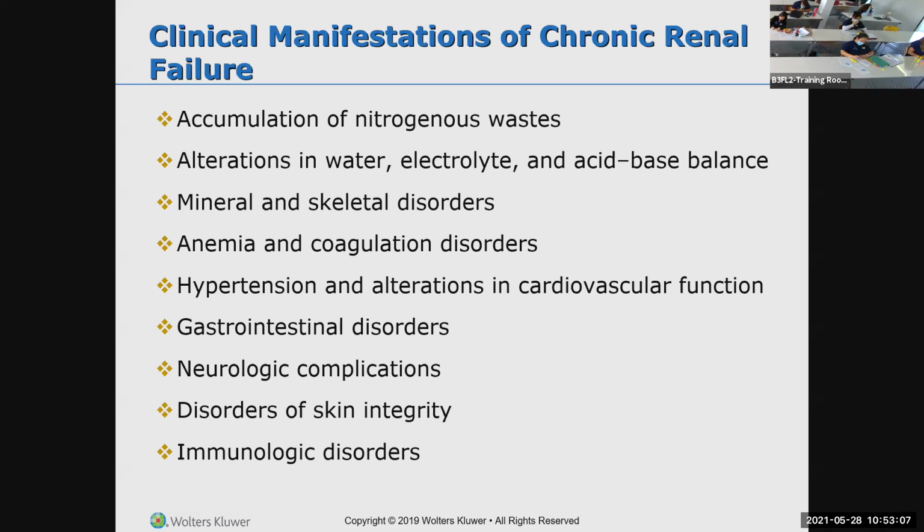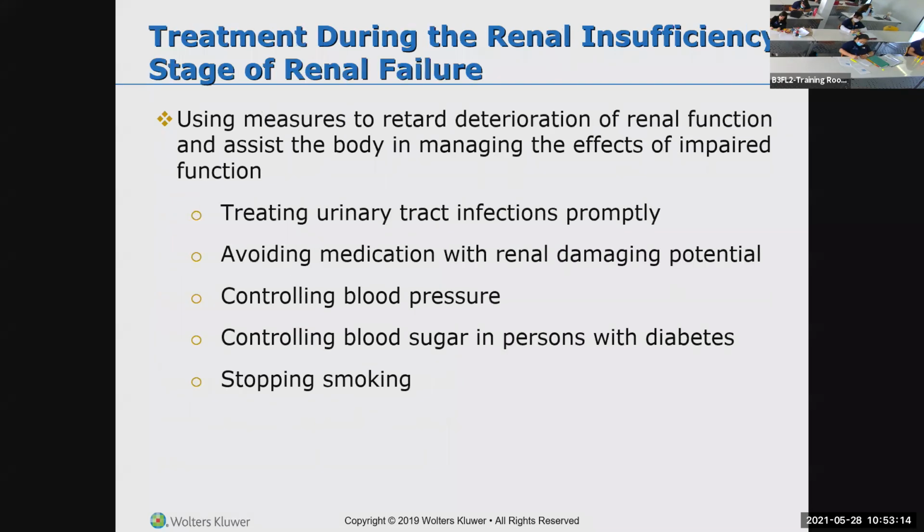Okay, we do have gastrointestinal disorders, neurologic complications, disorders of the skin, and immunologic disorders. How to take care? Treatment during renal insufficiency. The stages of renal failure matter. Using measures to retard deterioration of the renal function and assist the body in managing the effect of impaired function. We need to take care. Look at the smoking. They put it in the last one. It should be in the first one.